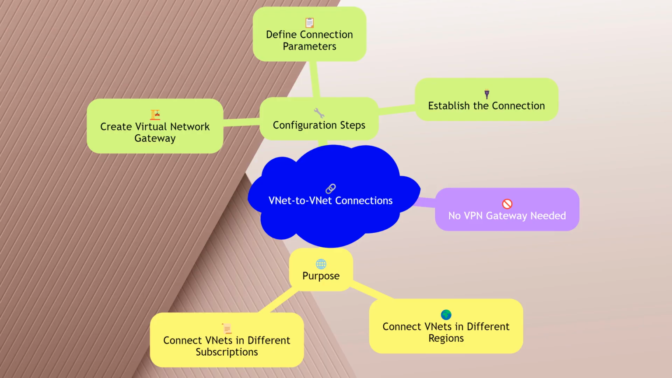VNet to VNet connections allow you to connect VNets without using a VPN gateway. This is useful for scenarios where you need to connect VNets in different regions or subscriptions. Configuring VNet to VNet connections involves creating a virtual network gateway, defining the connection parameters, and establishing the connection.